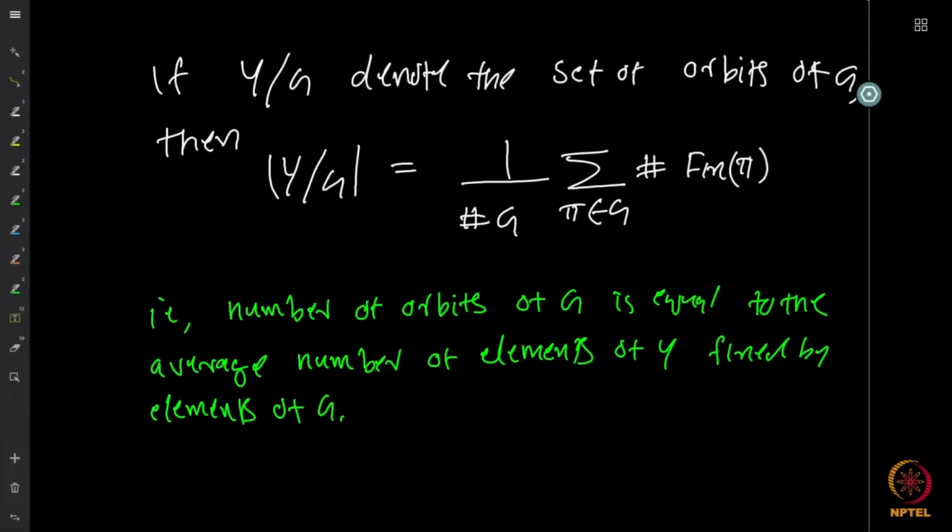So if Y mod G denotes the set of orbits of G, then the number of orbits is given by the formula 1 by the order of G, summation over all permutations π in G, the cardinality of Fix(π). So the average number of elements of Y fixed by the permutations in G is actually equal to the number of orbits of G acting on the set Y. Okay, so that is Burnside's lemma.